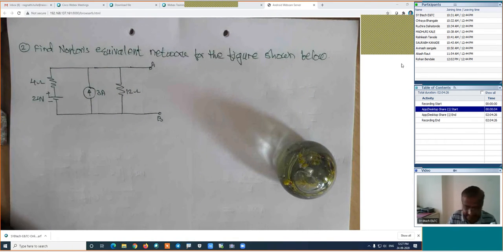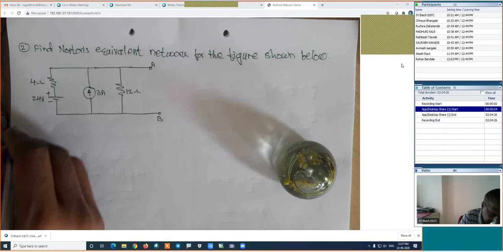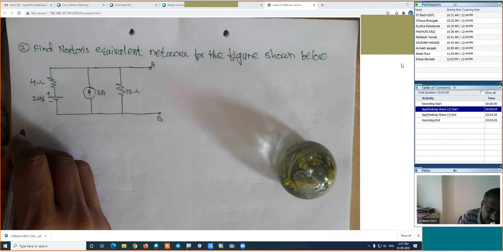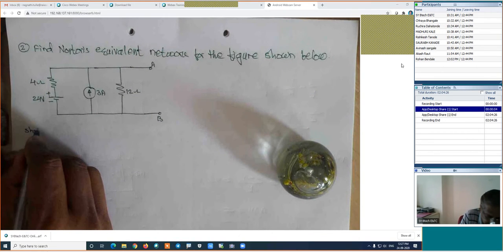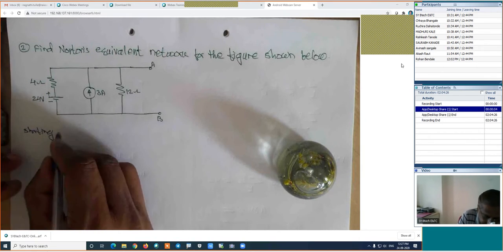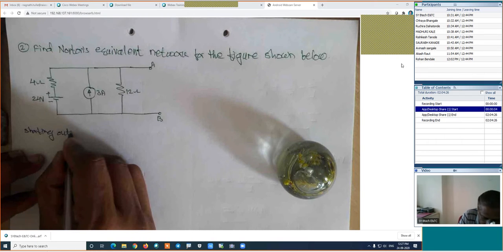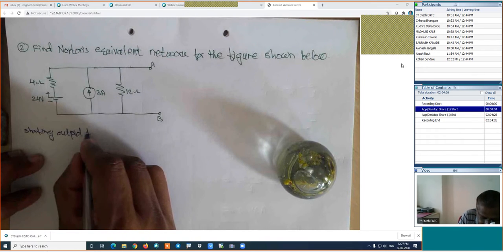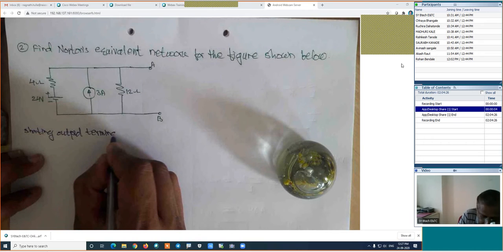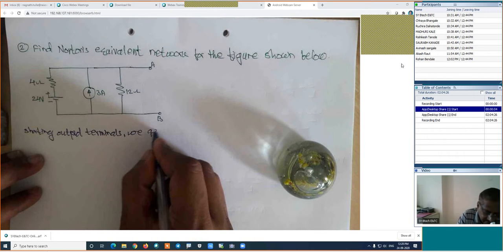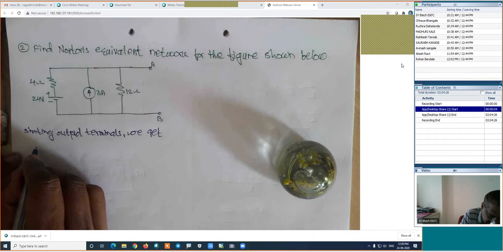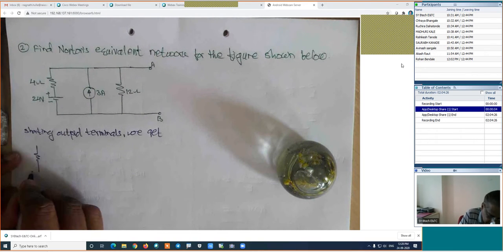Now look here. First step: shorting the output terminals, because the load resistance is already removed. Shorting the output terminals, we get... how will the figure be? The same as it is.